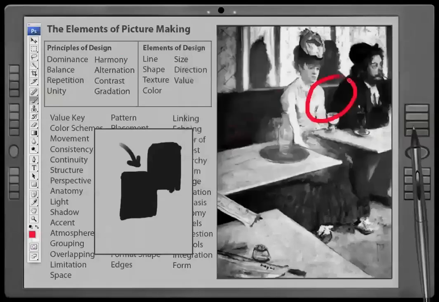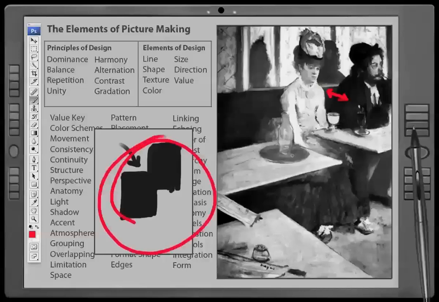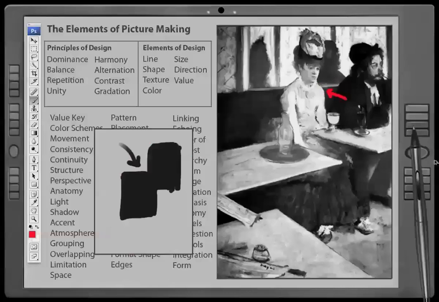If you look right over here where the man's back is and the back of the seat on which he's sitting, the values are the same or very similar. And therefore, linking occurs right here. Those two shapes, the shape of the back of the seat and the back of the man, are linked together because a dark shape is placed against another dark shape, just like you see here. And what that does is it connects two shapes that otherwise would be separated because they have different values, but here they have the same values or very similar values.